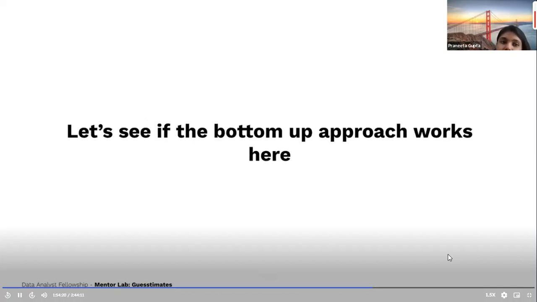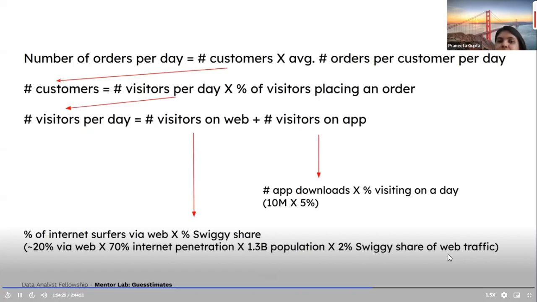How to approach this. Same question, if I want to do it through a bottom-up approach, I feel in this scenario, it is much more complex when we do it through bottom-up approach. First of all, the idea is to find the number of orders per day. So here, I have to write the formula. I'm sort of creating a formula out of it. I'm saying that number of orders is dependent on the number of customers into average number of orders per customer per day.